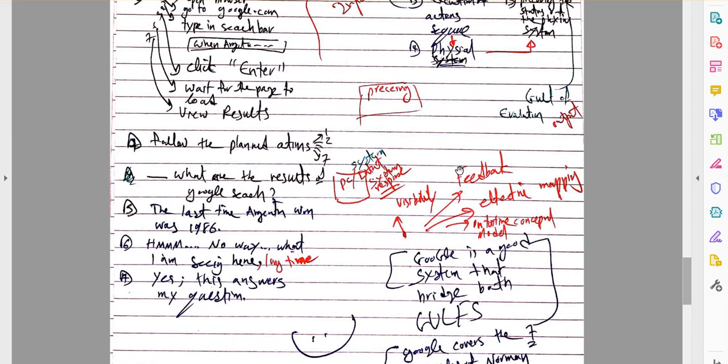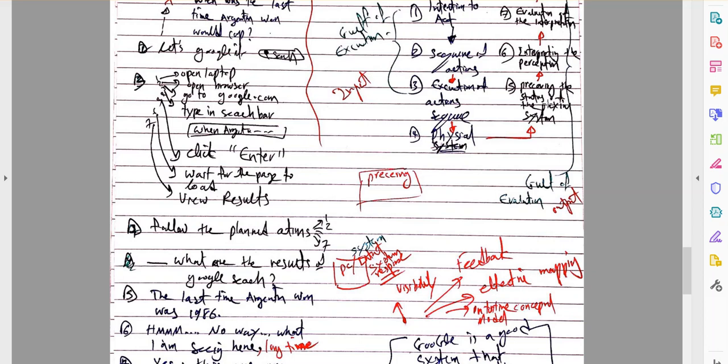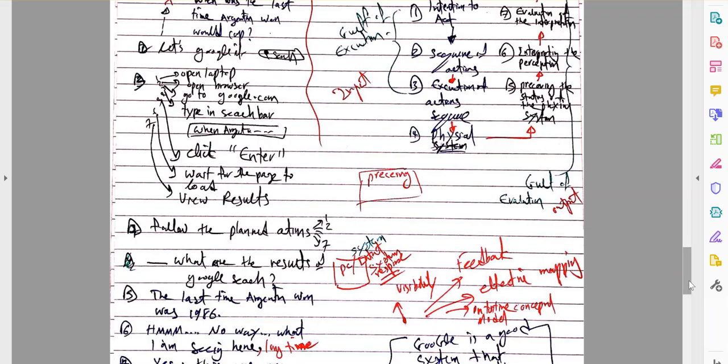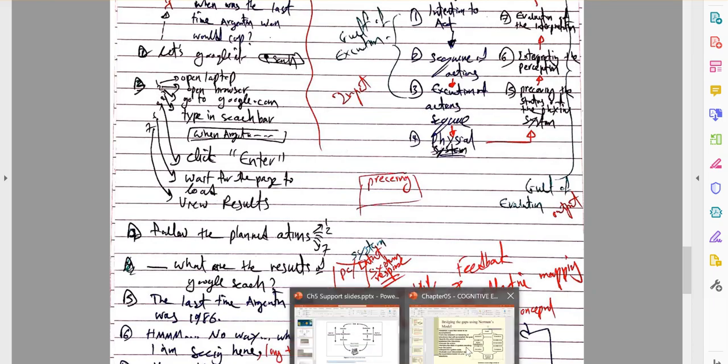So this is what we call stage number 5, perception of the answer. So the perception here is, Argentina last won the World Cup in 1986. Okay, so stage number 5. Then I will move to stage number 6, interpretation of the perception. So let's see here what I have written. Number 6. No way. Oh, I'm shocked. Oh, what I'm seeing here, long time. So this is the interpretation of what I have seen here, or the perception. So this is stage number 6, which is the interpretation.